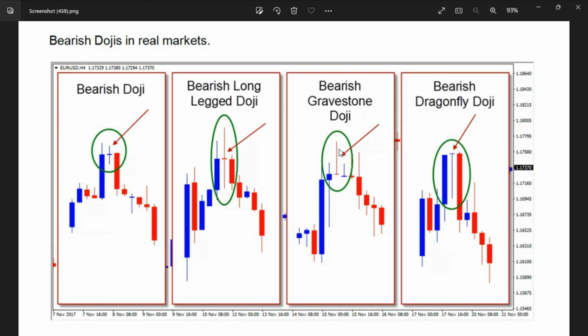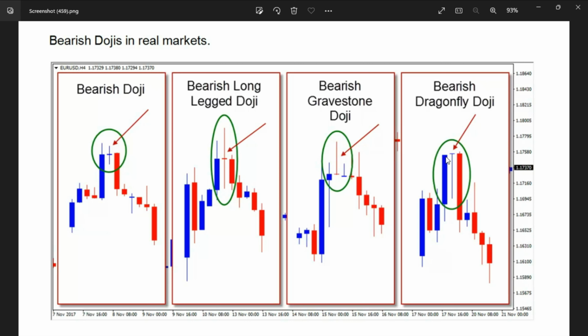The market went up and came back and closed where it started, or closely where it started. I guess this should be a fundamental, news trigger that propagated this movement in the market. This is a gravestone doji. Now we have a bearish dragonfly doji.